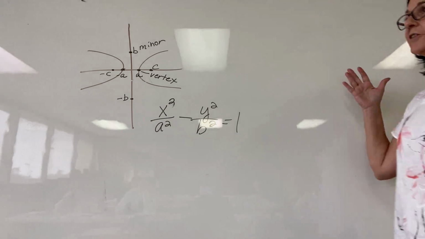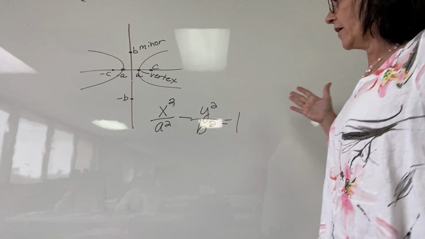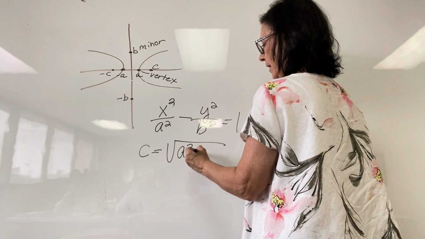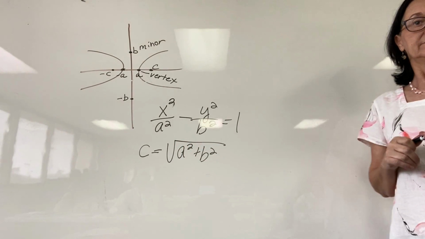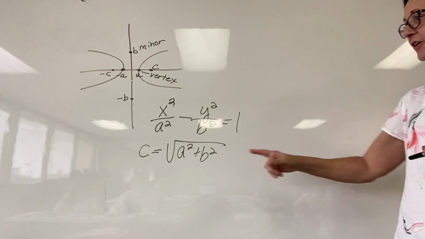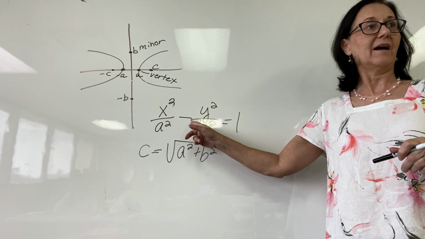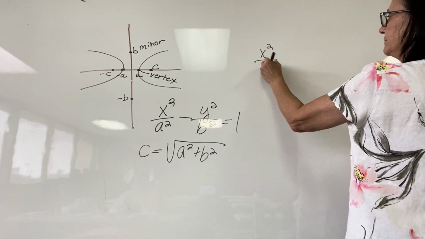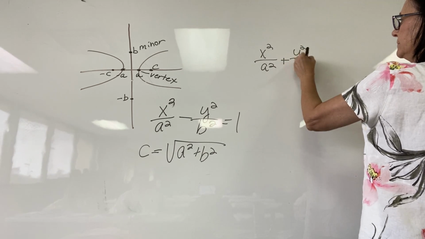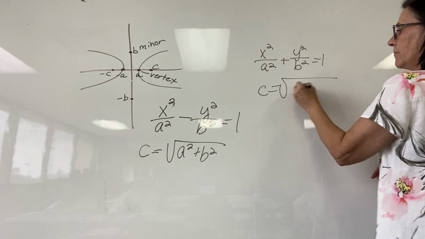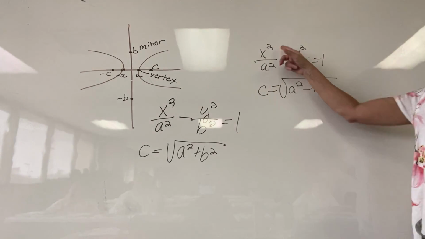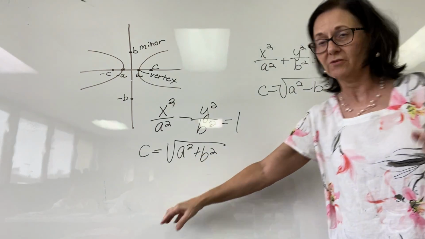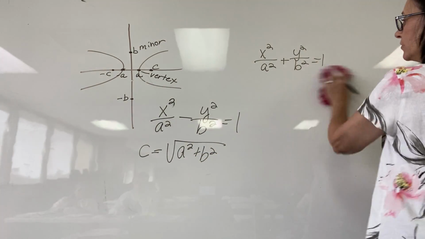And because our C value lies further outside than our A value, the C value is going to be the square root of A squared plus B squared. Okay, so notice, to calculate C we use the opposite sign of the equation, right? When it was an ellipse, C was the square root of A squared minus B squared. They're the opposite. Got it? That's just a little key to help you remember finding your focus points.